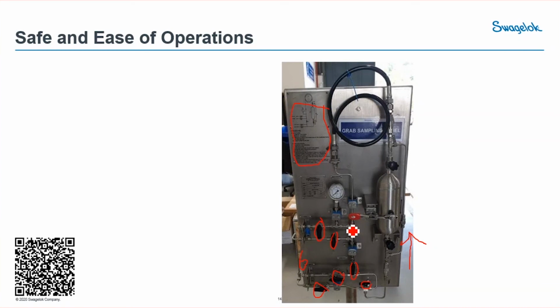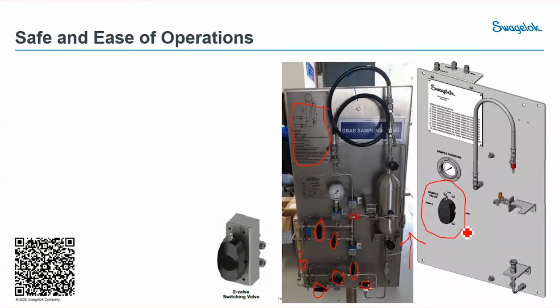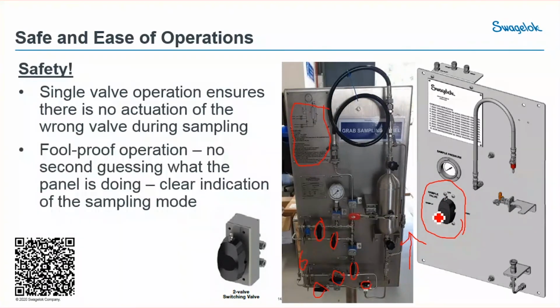Now, if you look at Swagelok's grab sampling offerings, we have consolidated all these valves into a single valve over here, right? So now, instead of operating so many valves, the operator will be clear what they are doing. I'll give you an example in a short while. So this is what we mean by safe operations and it being foolproof. You don't need to second guess what mode you're in when you sample, and everything is clearly labeled over here with a single valve operation.